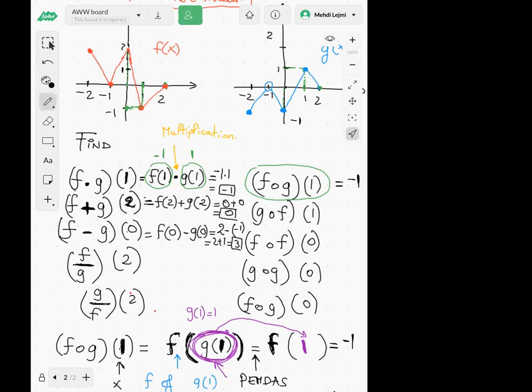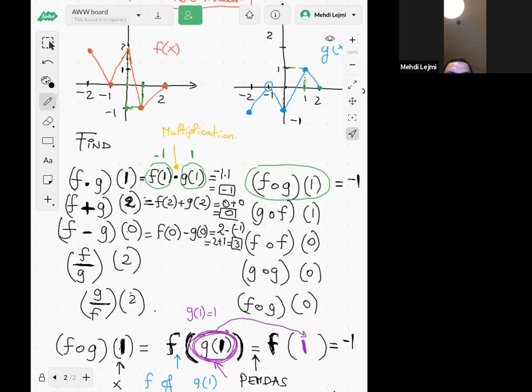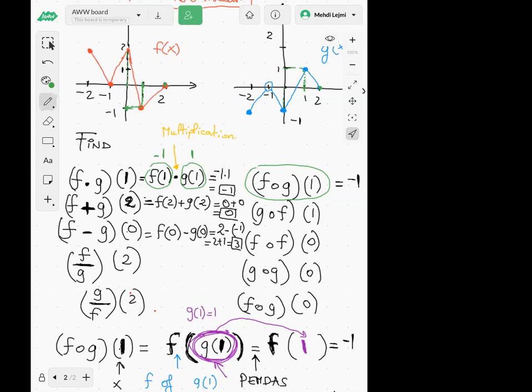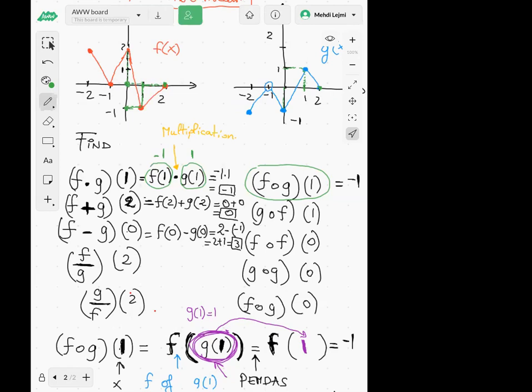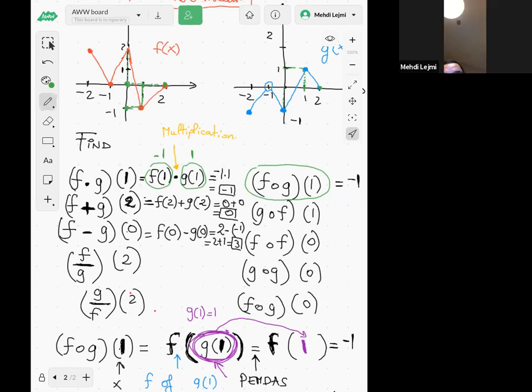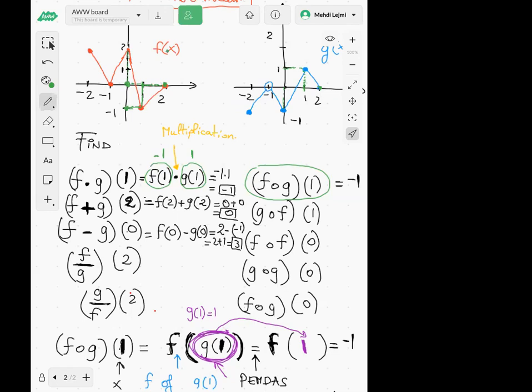So wait, what was 0 on top? Wasn't it 2 plus 2? No, it's not 2 plus 2. It's f of 2 plus g of 2. And f of 2 is 0. This is 2, right? Okay, I see. You see here, f of 2 is 0. It's not 2. It would be 2 if it's like here, f of 0. Yeah. I get it now.